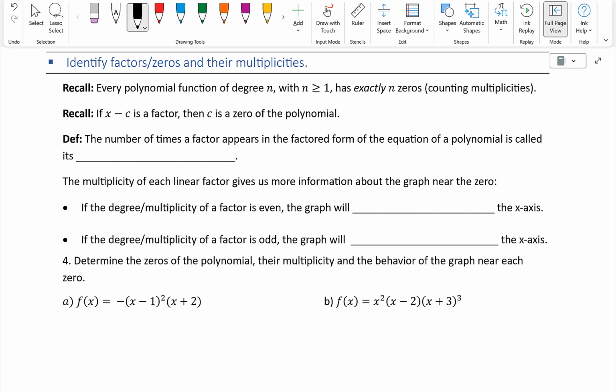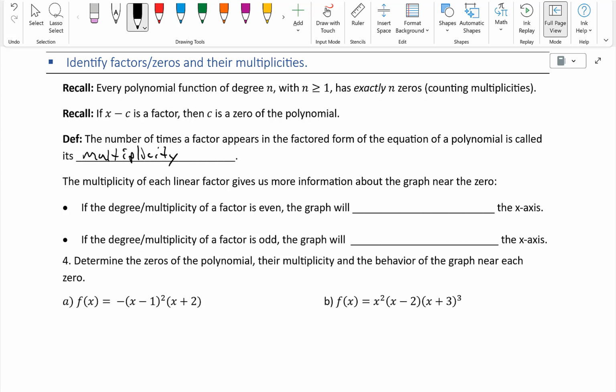Recall here, if x minus c is a factor, then c is a zero of the polynomial. And a definition. The number of times a factor appears in the factored form of the equation of a polynomial is called its multiplicity. And really, we just want to think back to the toolkit functions and the x squared, x cubed for these again. The multiplicity of each linear factor gives us more information about the graph near the zero. So we'll talk about end behavior, which is off towards the infinities, towards the ends of the graph. And we'll talk about behavior near a zero, which is what happens at each of these intercepts or roots.